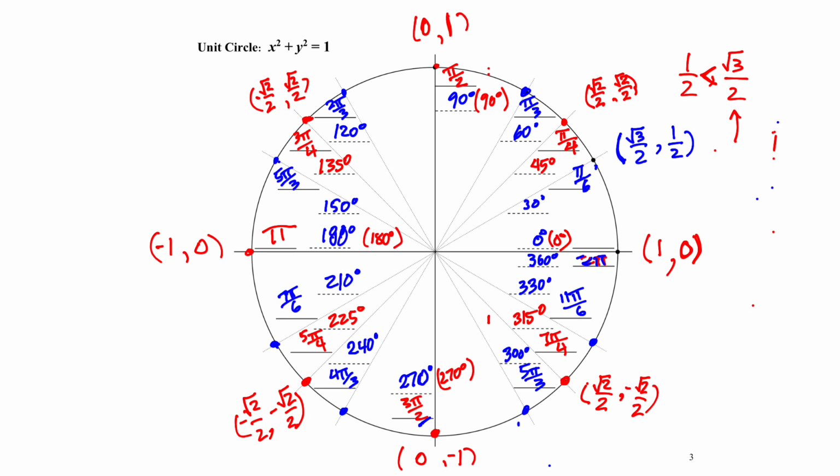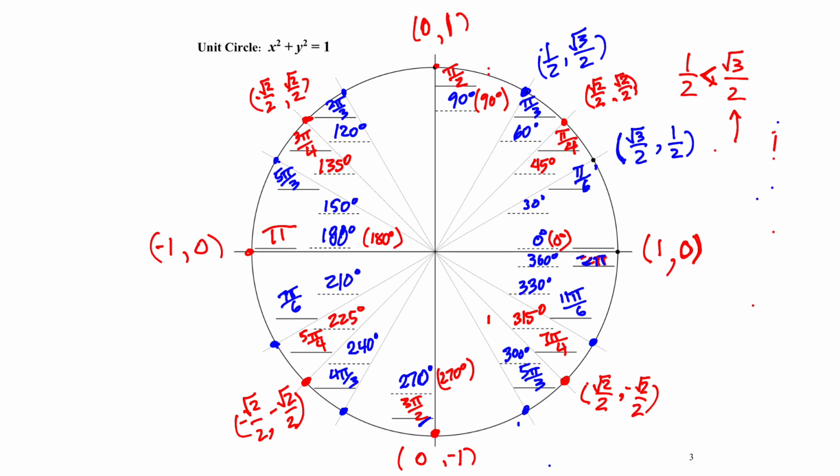Once we get to 60, you see that same pattern, but it's switched up. The y value is actually higher than the x value. The x value now is falling at about the 1/2 spot. And so for 60 degrees, we have 1/2 first, our x, and then root 3 over 2 for the y.